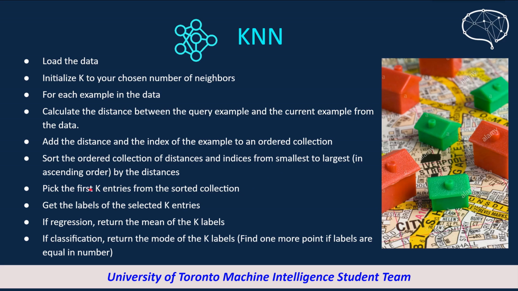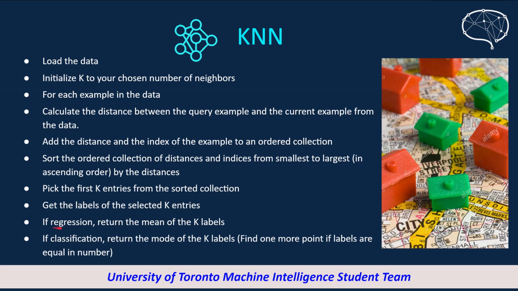And then we pick the first k entries, the first 3 entries, as we specified k to be 3, from the sorted collection. Then we will pick the first 3 closest houses in our neighborhood. It will be this one, and this one, the 3 red ones. And we get the labels of the selected k entries. The label here is of course what we want to predict, which is the price. Then we look at the price of these 3 houses.